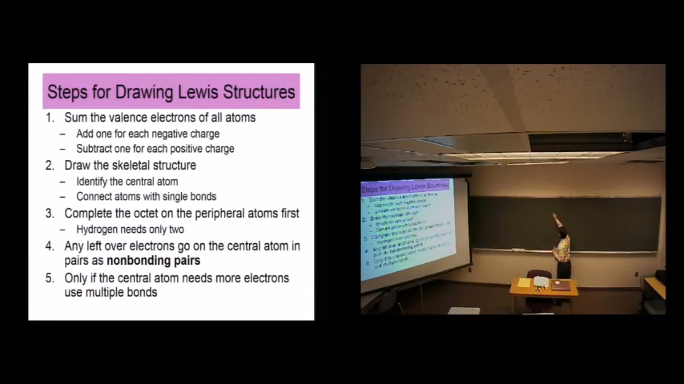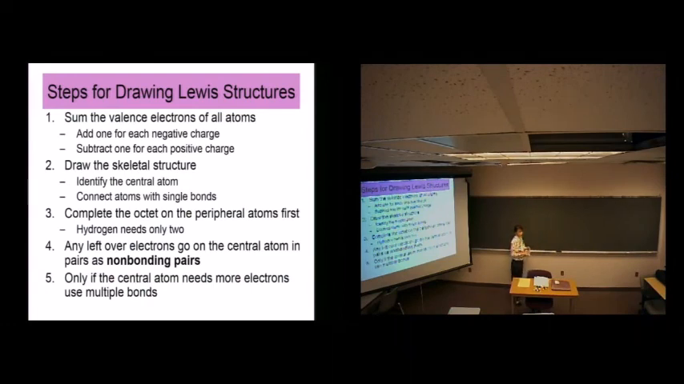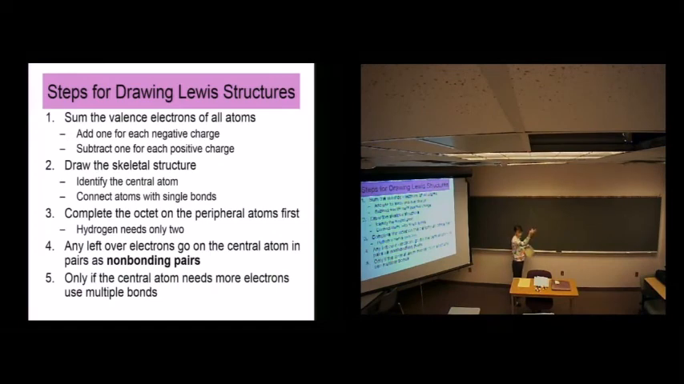PCl3. Okay, we want to draw the Lewis structure for that. So let's sum up the valence electrons. I've got phosphorus, chlorine, and another chlorine. How many valence electrons does phosphorus have? 5. Everybody see 5? And each chlorine has 7, right? It's in 7A. Okay, so 5, 7, 7, 7.